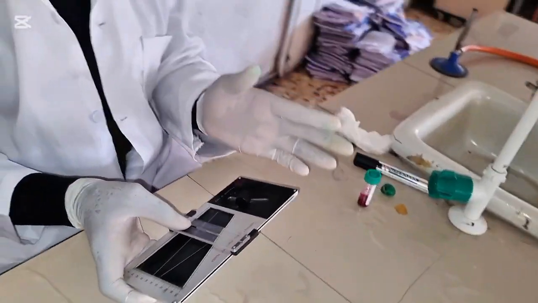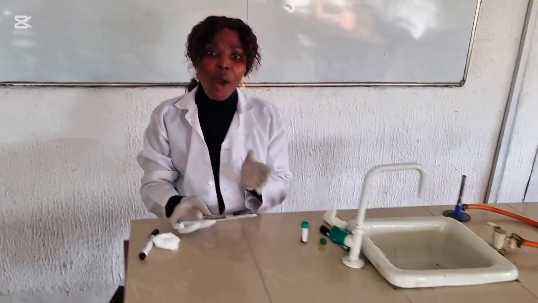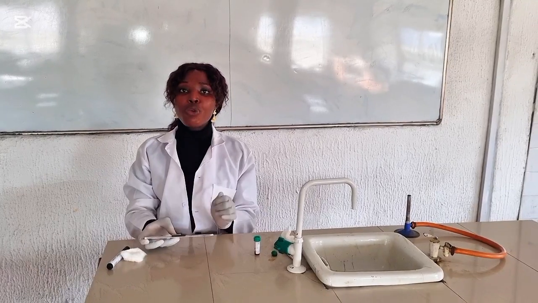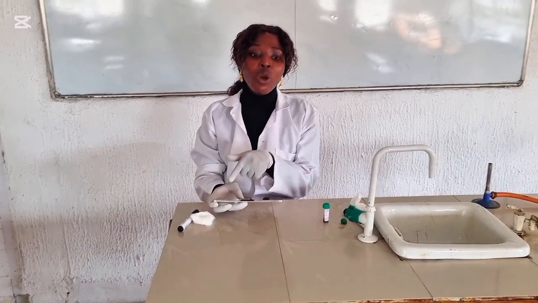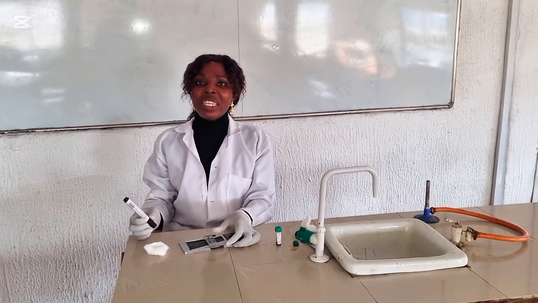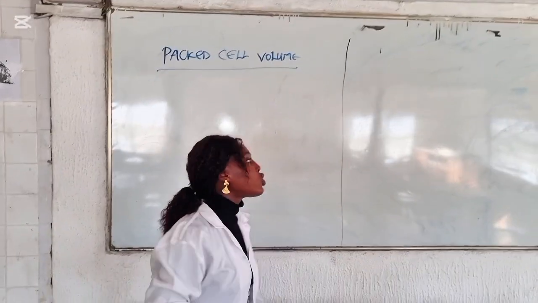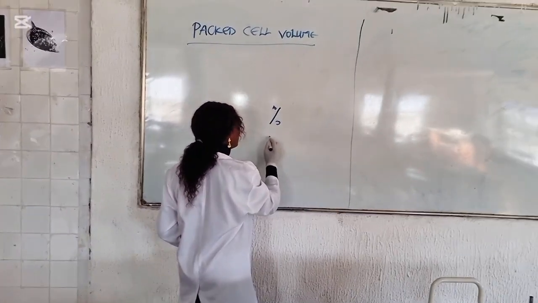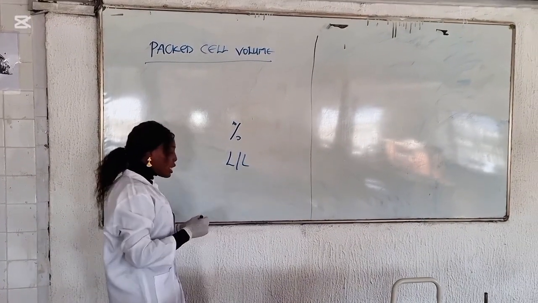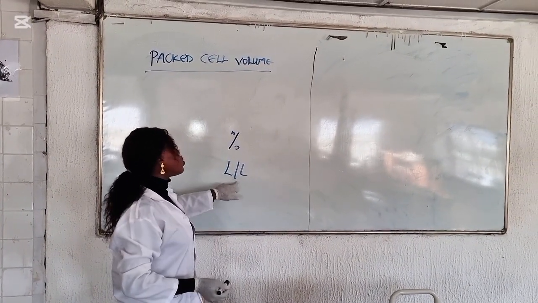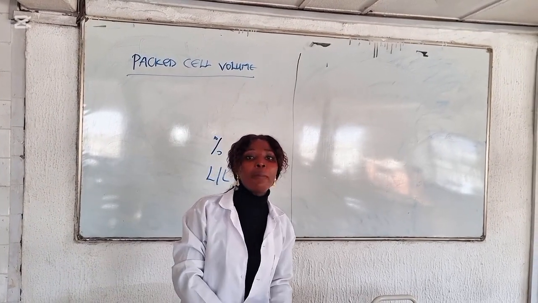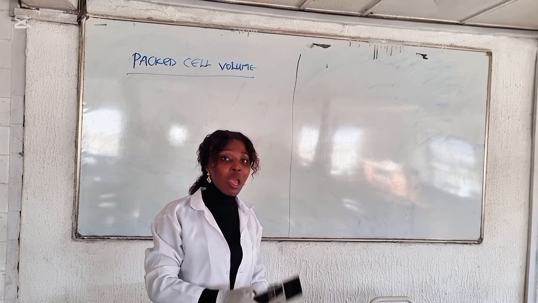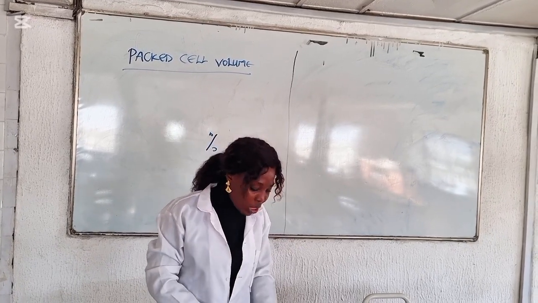In our subsequent class, I'll teach you how to read your packed cell volume using the meter rule. Because this 37 we got now is going to be in percentage. You know, I told you you can get your result in percentage or in liter per liter. So in our subsequent class, I'll teach you how to get your result in liter per liter using your meter rule, in the event that you don't have your Microhaematocrit reader available. So this is how you read.